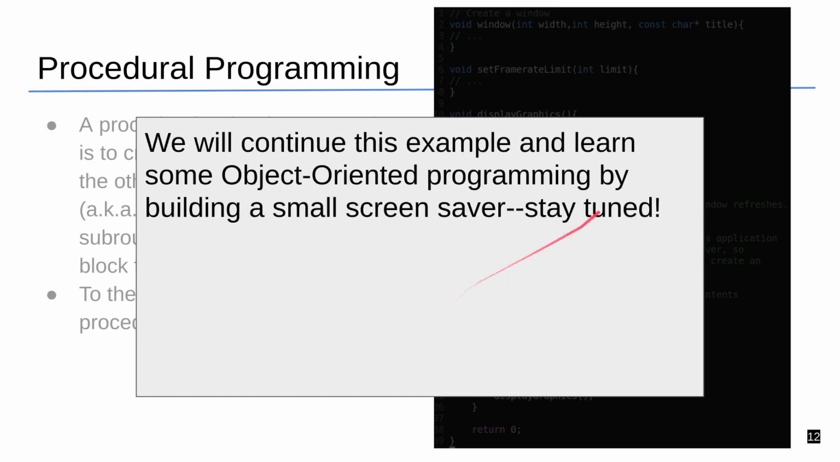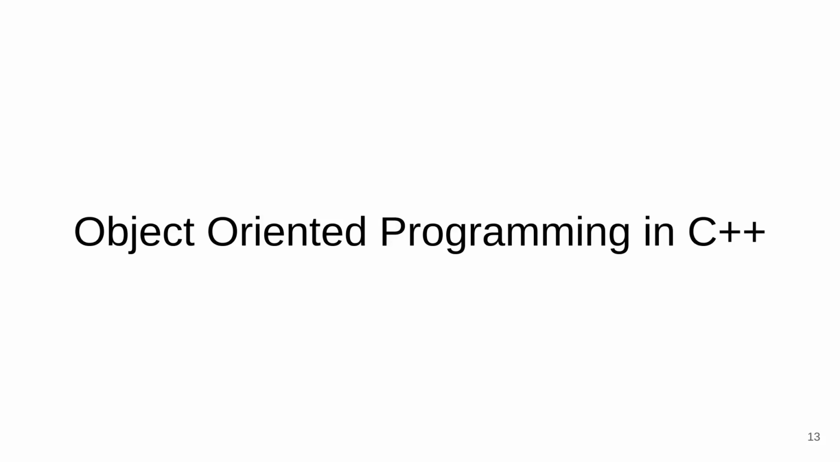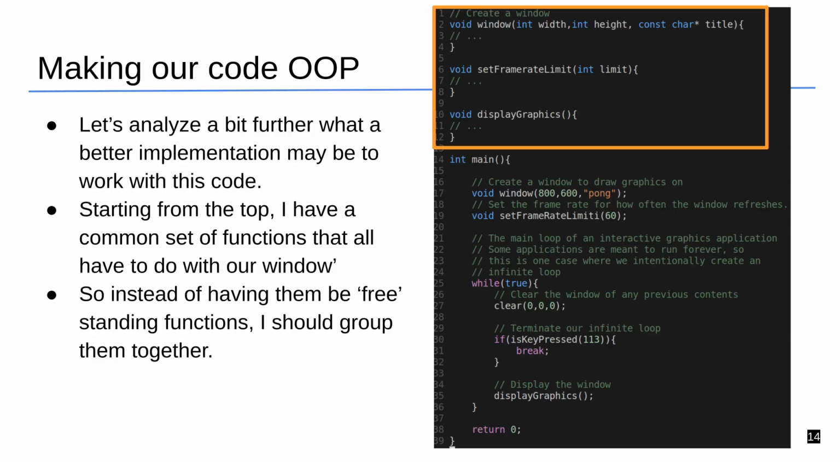So we want to continue from this example and sort of transform it in a more object-oriented way, okay? And we're going to build a little small screensaver just at the end, just to have a sort of pragmatic example of how to build something or a piece of software and separate it into smaller components. Okay, so object-oriented programming in C++. Let's talk about that a little bit.